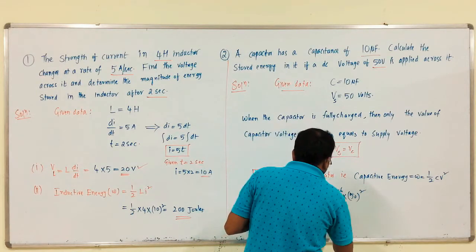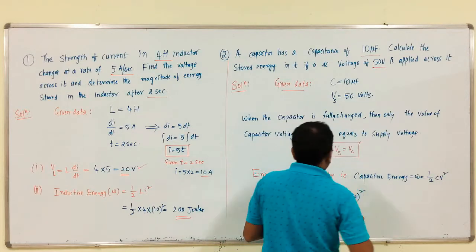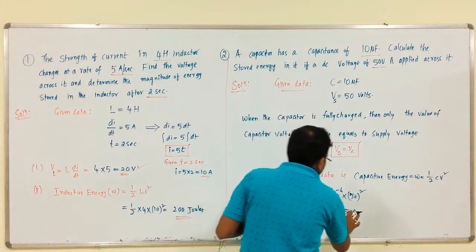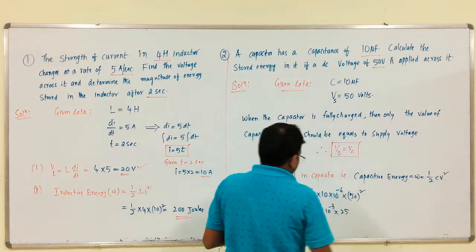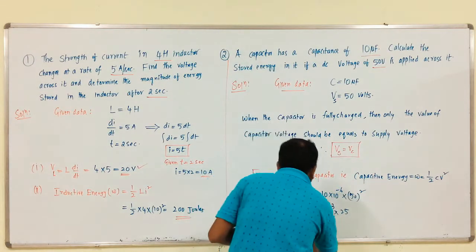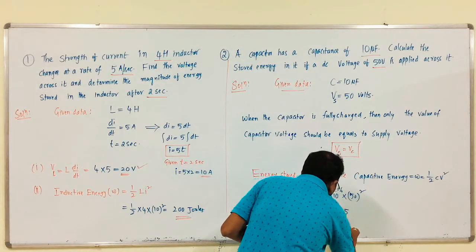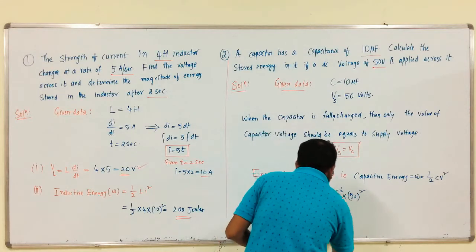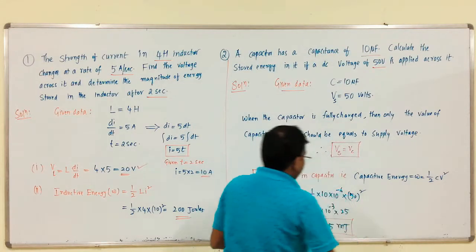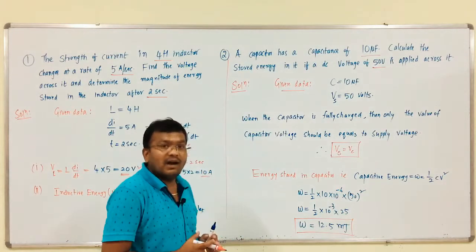1/2 into 10 power minus 5 into 2500, which is 12.5 millijoules. The energy is 12.5 millijoules. So, like this you have to get the answers.